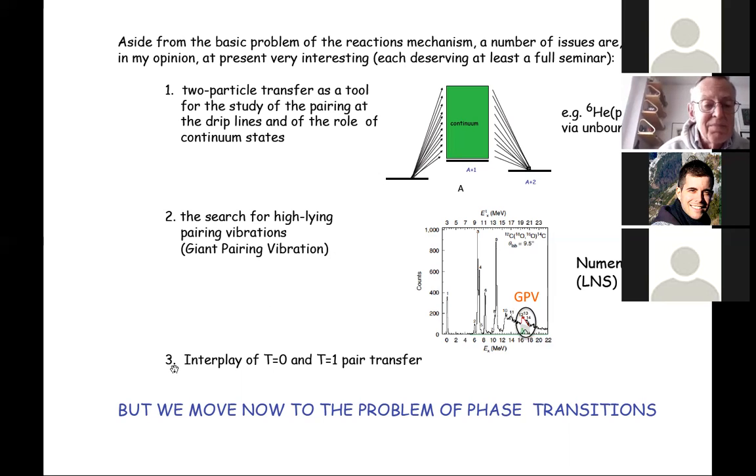And the third line of research that I just quote is the interplay of T=0 and T=1 pair transfer. I'm now always thinking of the T=1 pairing, but of course you can also have transfer of a neutron and a proton, and the enhancement in this case, the interplay between the T=0 and T=1 transfer, is certainly an interesting picture. But let's now move to my main problem today, which is the problem of the phase transition.